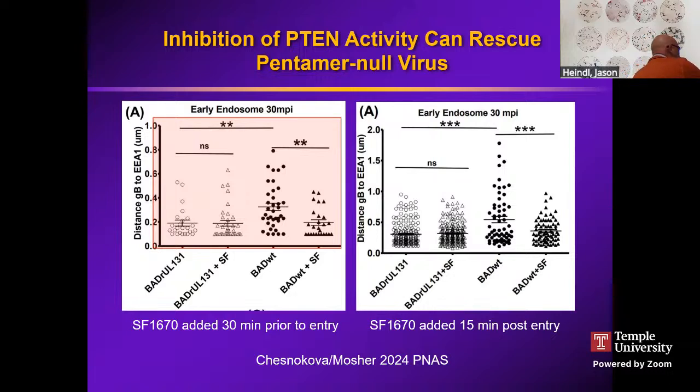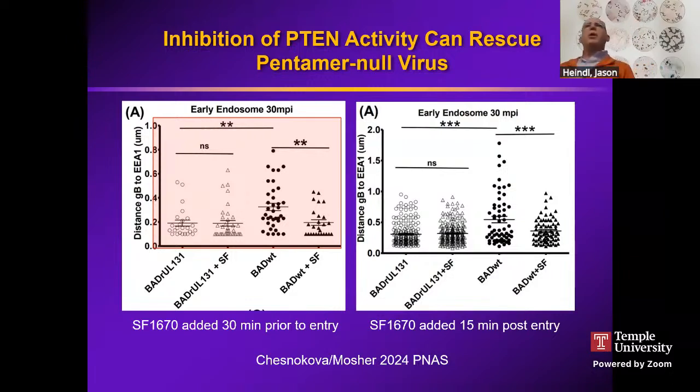When you have virus without the pentamer, I know there's some there, but a large amount of it is not where it's supposed to be. Now look what happens when you block P10. Now you see a good amount of the virus is sitting where it's supposed to be.